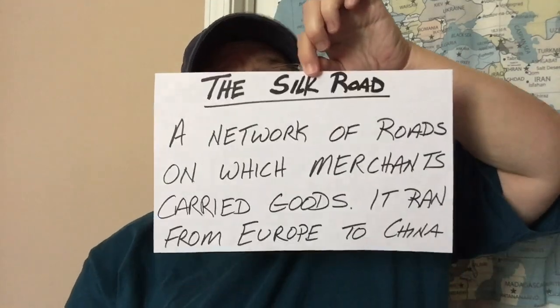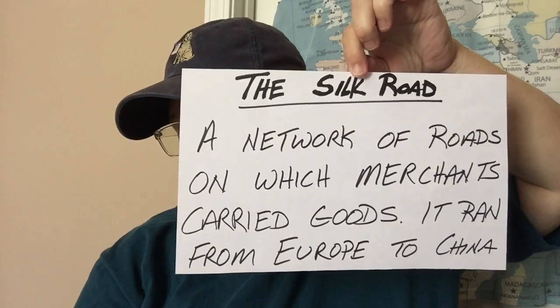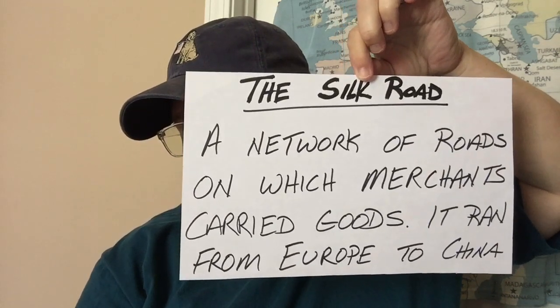So before we do anything, let's first define the Silk Road. The Silk Road is a connection and network of roads and routes on which merchants carried goods for trade. In other words, people traveled on this to sell and buy things from other people from around the known world. There were two halves of it, really. The first half connected Central Asia to China, and the other half connected the Eastern Mediterranean to Central Asia.